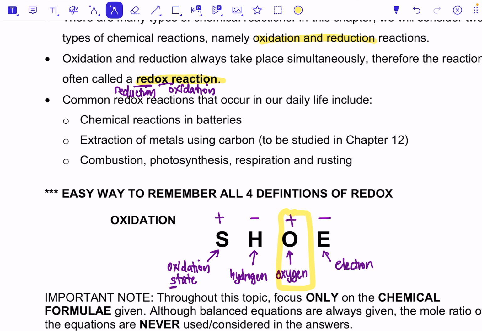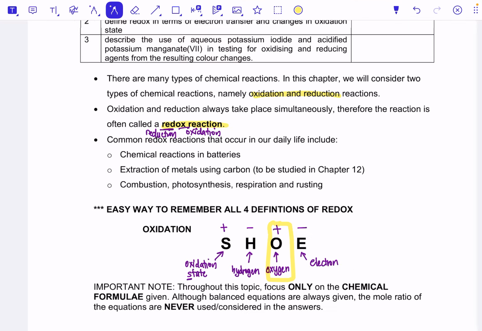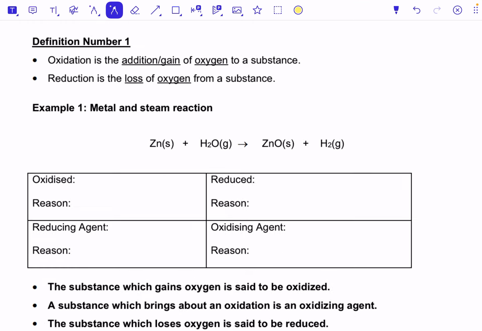Okay, oxygen. So we're just going to focus on oxygen over here. Remember, we said that the gain or the increase in oxygen is actually called oxidation. What about reduction? Reduction is just the opposite. So increase in oxygen is oxidation, then the removal of oxygen is reduction. Don't memorize, because reduction is just opposite. So I only remember shoe, plus minus is called oxidation. Good enough. Okay, so let's go to the next page here.